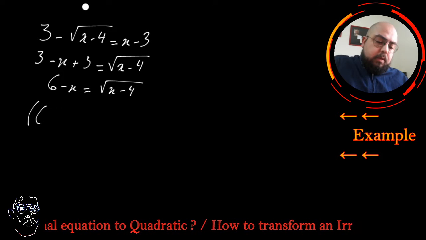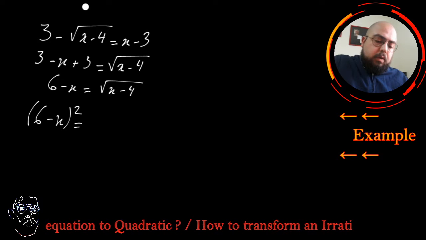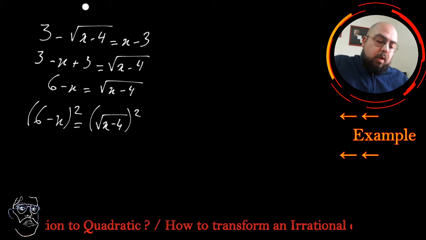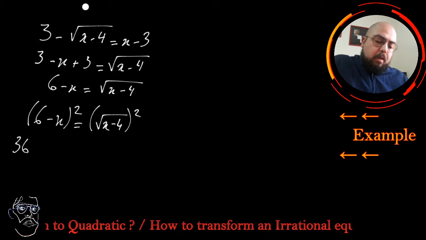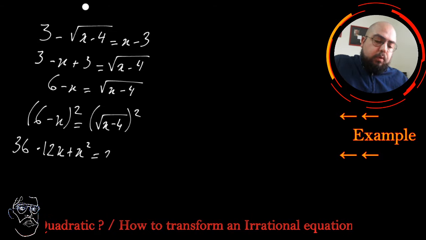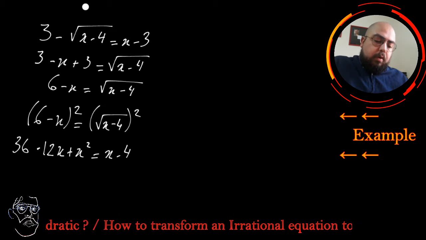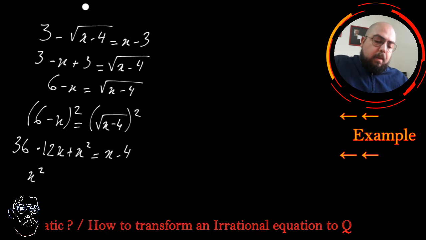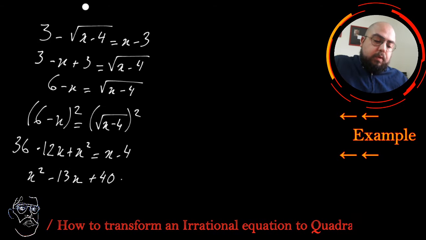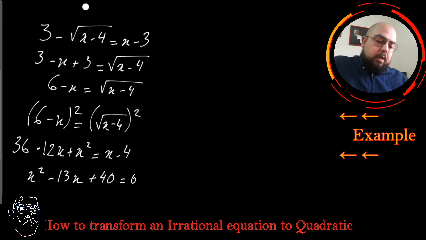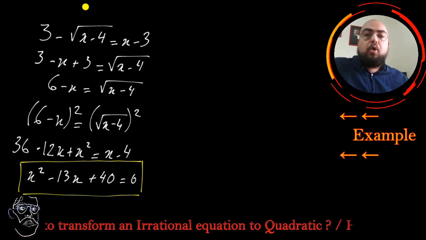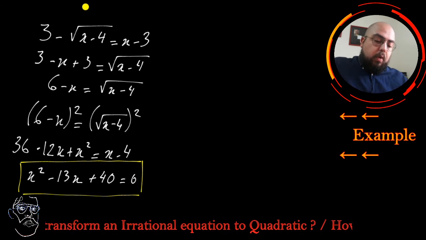So (6 minus x) to the power of 2 is equal to (square root of x minus 4) to the power of 2. So I will obtain 36 minus 12x plus x squared is equal to x minus 4. I will rearrange it, so x squared minus 13x plus 40 is equal to 0. Now this equation, as you can see, is a quadratic equation, so I was able to transform my irrational equation to a quadratic form. Now how do I solve a quadratic form?